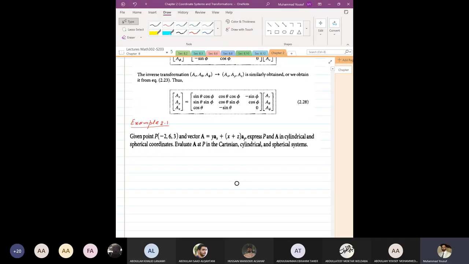2.1, we have a point given in Cartesian coordinates where x is -2, y is 6, and z is equal to 3. Okay, first let us convert this point in cylindrical coordinates.